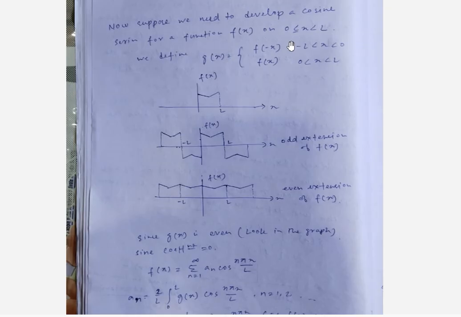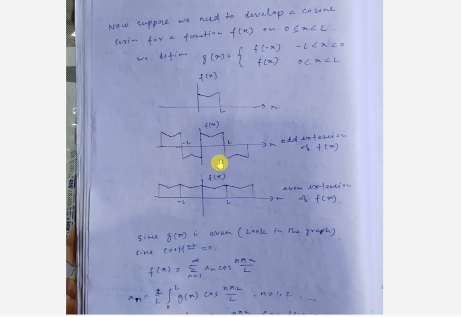Why do we do this? Because with f of minus x, we are trying to say that even if we put the value of x as minus x in the number line 0 to minus L, we get the positive value. We will get the positive value. That is why this is called the even extension.